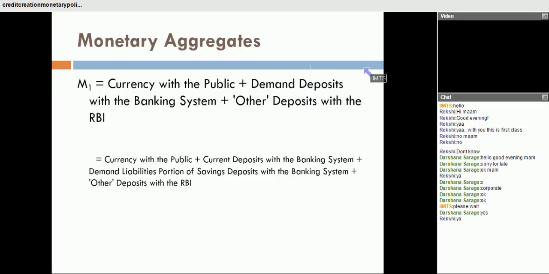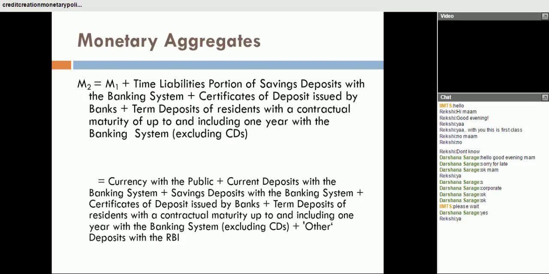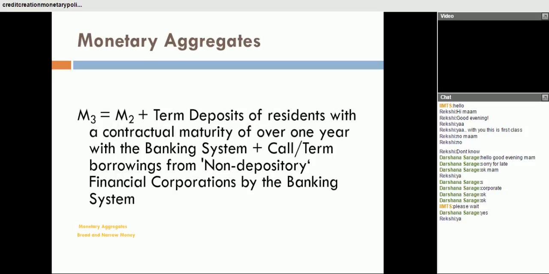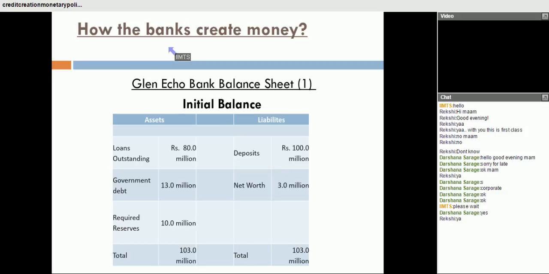There is a change in M1, and it's more or less the same only. We can now go to the main part, that is the credit creation.